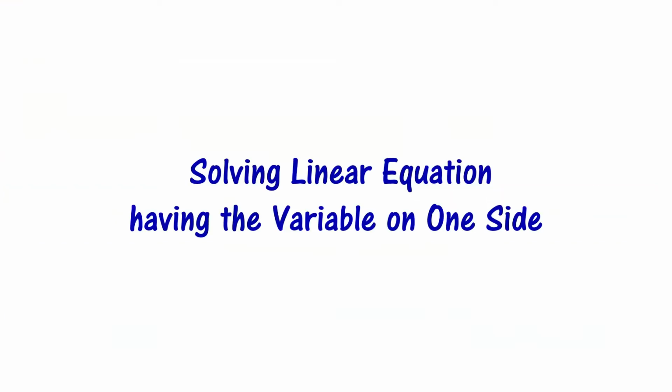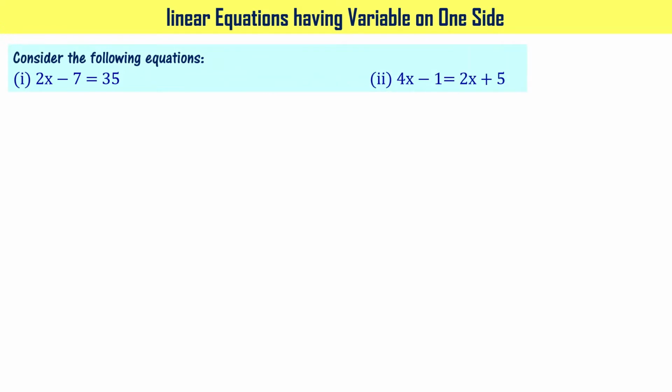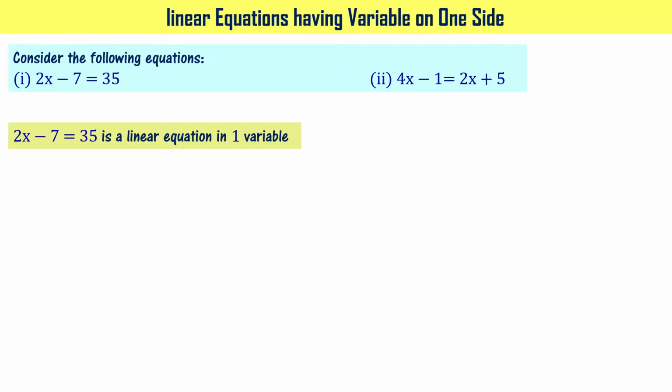Let us now learn about solving linear equations having the variable on one side. Let us understand about the linear equations having variable on one side first. Consider the following equations. You are given two equations: 2x minus 7 equal to 35, and the second equation is 4x minus 1 equal to 2x plus 5. We have seen these two equations earlier also. 2x minus 7 equal to 35 is a linear equation in one variable, right? If you observe, this linear equation has variable x on one side of the equation, right? On the other side, you have only a constant.